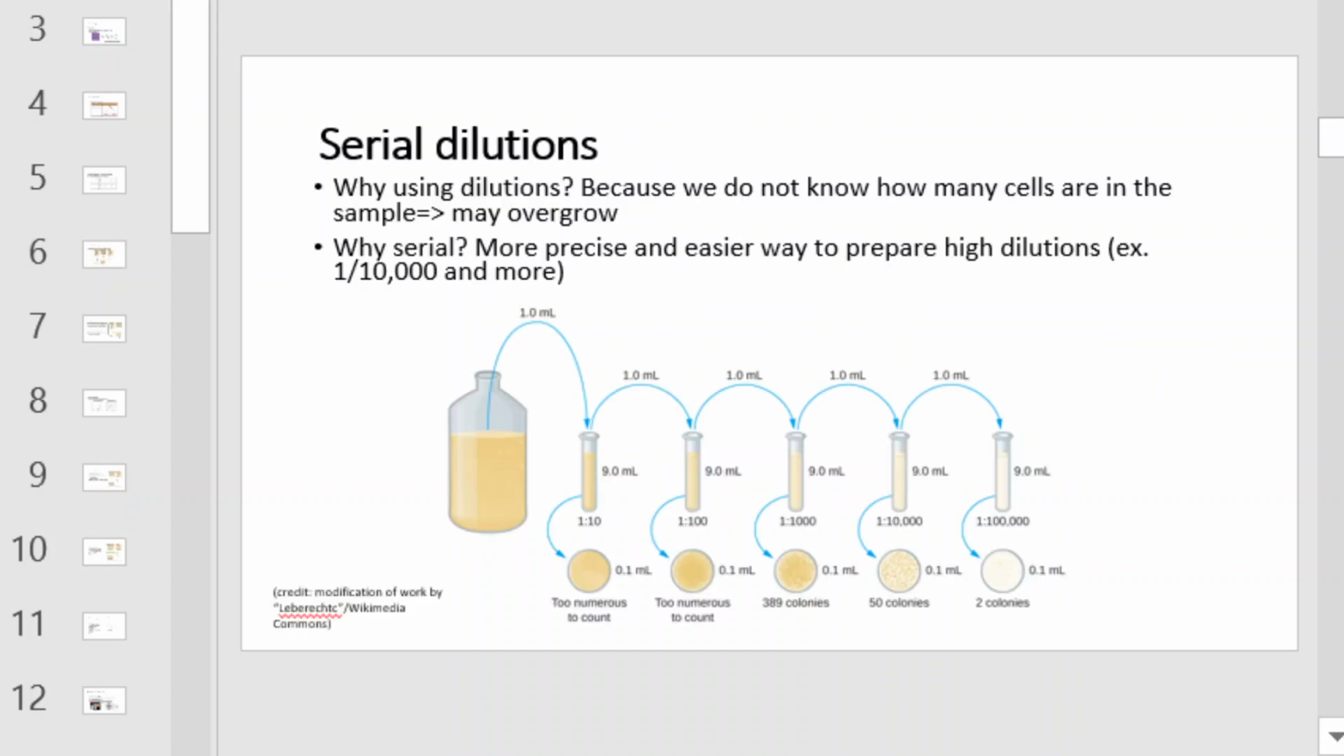Serial dilutions. Why use serial dilutions? Simply put, because we do not know how many cells are in a sample. And why serial? Because serial dilutions are more precise and are an easier way to prepare. Here we have an example of a serial dilution, where subsequently smaller and smaller quantities, or more and more dilute material, is plated. Using serial dilutions, we're able to quantify how many organisms there are per mL in a solution.